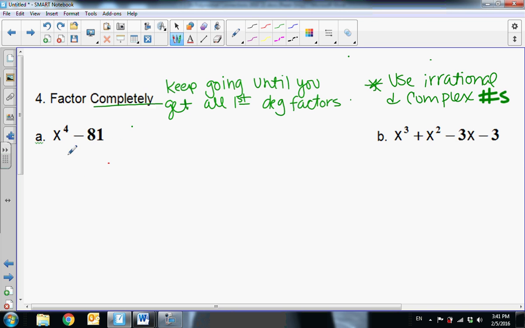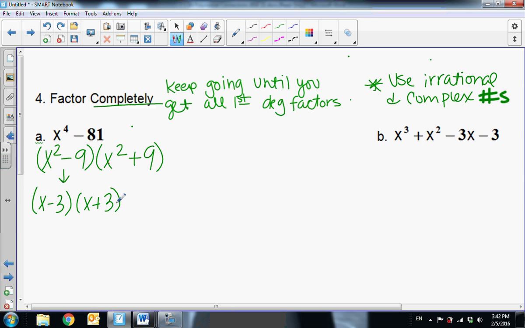Okay, so we know how to start factoring x to the fourth minus 81. What do we do? Difference of squares. So x squared minus 9 and x squared plus 9. And we know that x squared minus 9 can become x minus 3 times x plus 3. Now in the past, we stopped here. And for much of your future, you will stop here. But there are times where you need to get them all the way down to all of your roots being represented as factors.